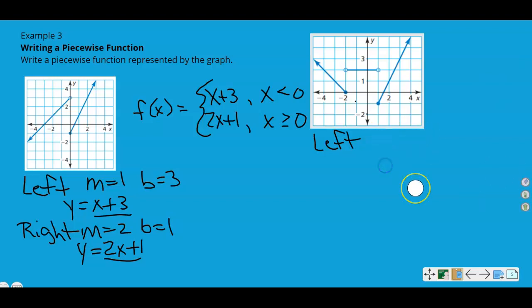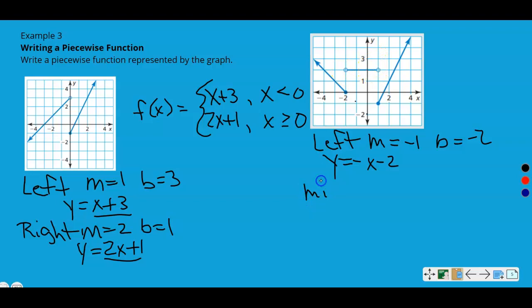So the left equation is going to have a slope of, you can see that it's going down from left to right, so it's down 1 over 1, so a slope of -1. And the y-intercept, again, if that line continued, would hit at -2. So the y-intercept would be -2. So that left side would be y equals -1x minus 2.